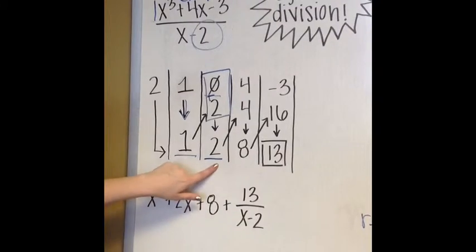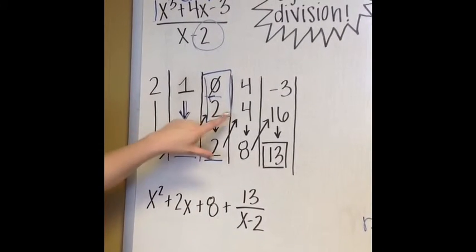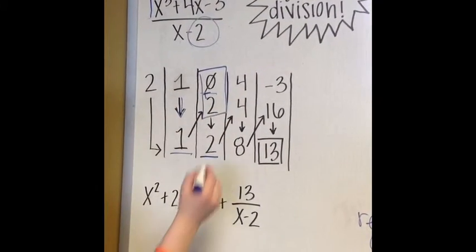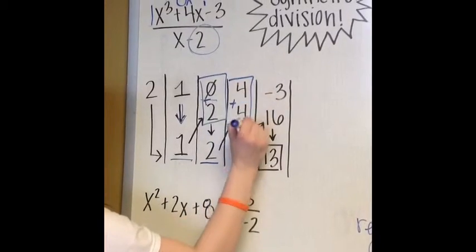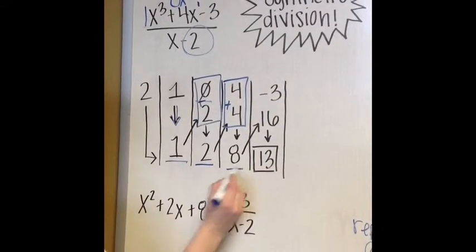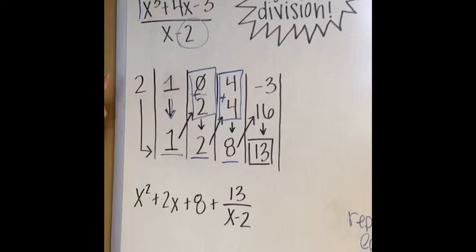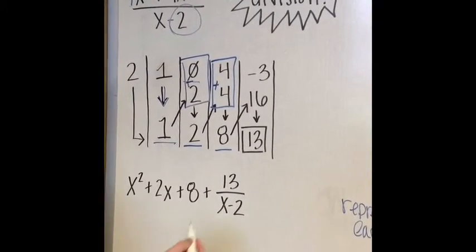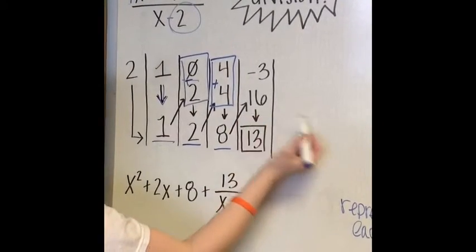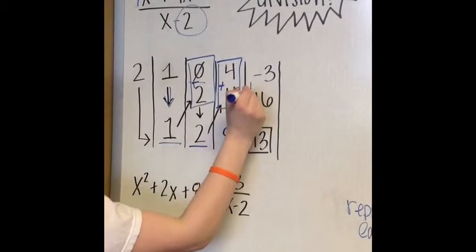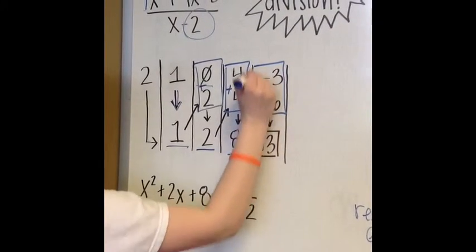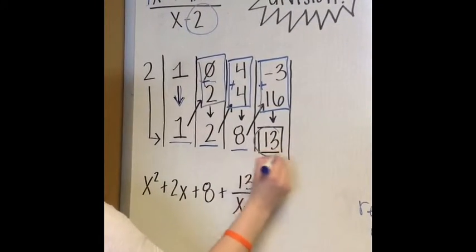And then you'll once again times your 2 by 2, and you will get 4. And then you once again add these two numbers, getting your 8, and then you will times it by 2 again, which you get your 16. Then you would add the negative 3 and positive 16 to get your remaining number of 13.